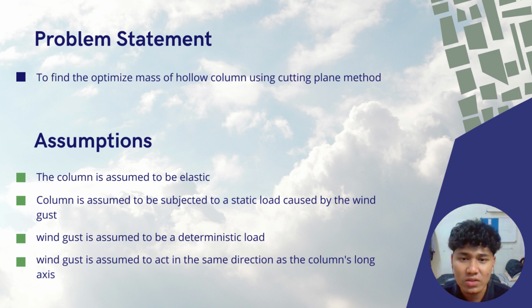Next, the column is assumed to be subjected to a static load caused by the wind gust, which means the load is only applied to single direction only. Next, wind gust is assumed to be a deterministic load, which means it can be predicted using mathematical model. And finally, wind gust is assumed to act in the same direction as the long column axis.